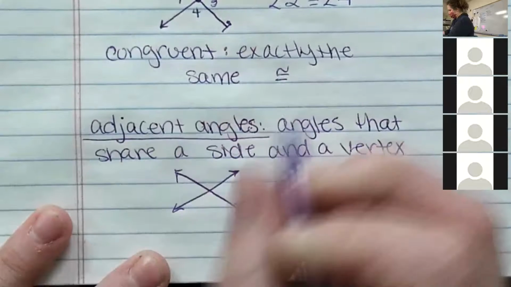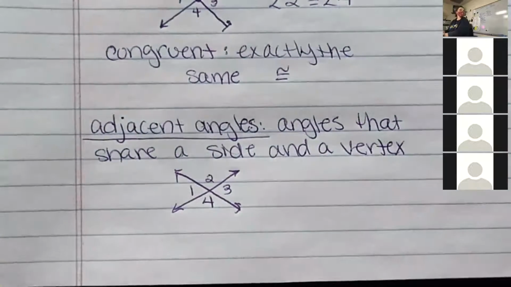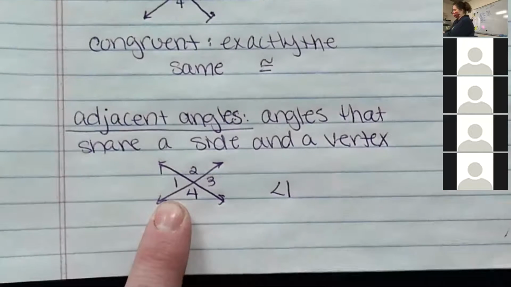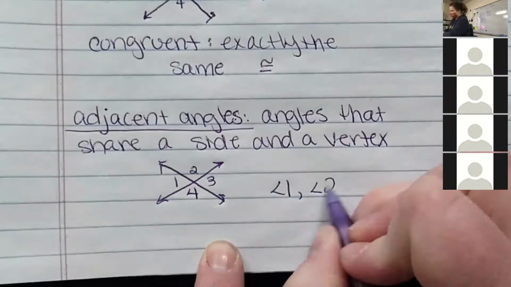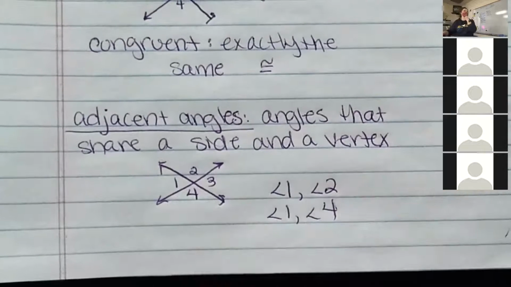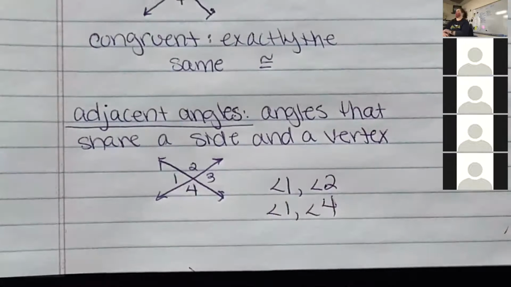I label them the same thing, 1, 2, 3, and 4. Adjacent angles. So if I had angle 1, it would be adjacent to angle what? 2. Or angle 1 would also be adjacent to angle 4. I'm not going to put congruent because they're not congruent. 1 and 2 are not the same. 2 would be with what? 1 and 3. You can pick either one. 3 would be with 2 and 4.